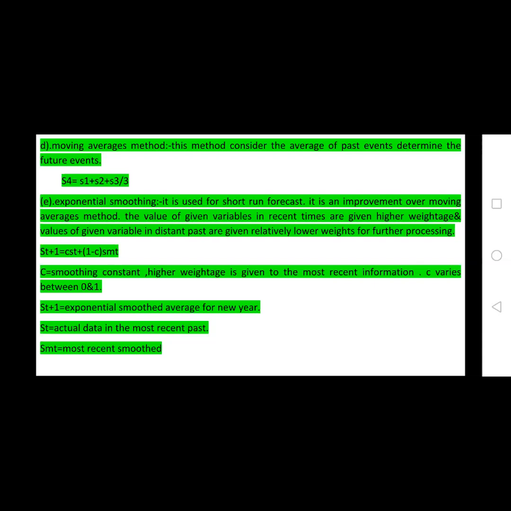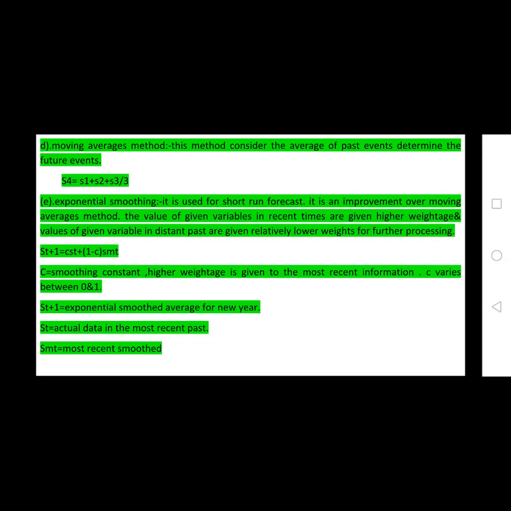When comparing moving averages and exponential smoothing, in the moving averages method we take the past years' average as the future year's demand. In some situations it does not give the correct information, because it has some drawbacks and disadvantages. So we developed the exponential smoothing method.